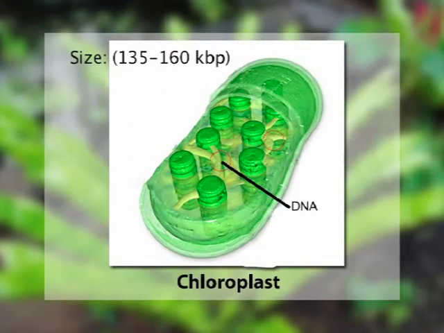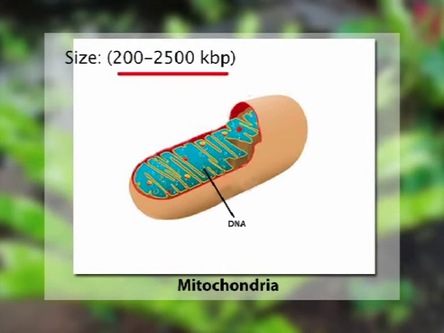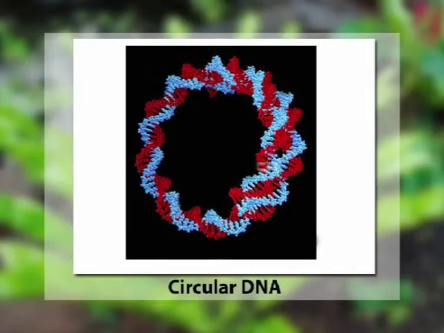While chloroplast DNA is 135 to 160 kilobase pairs, mitochondrial DNA is much more variable in size, ranging from 200 to 2500 kilobase pairs. Both these organelles replicate independent of the nucleus, have circular DNA and uniparental inheritance.